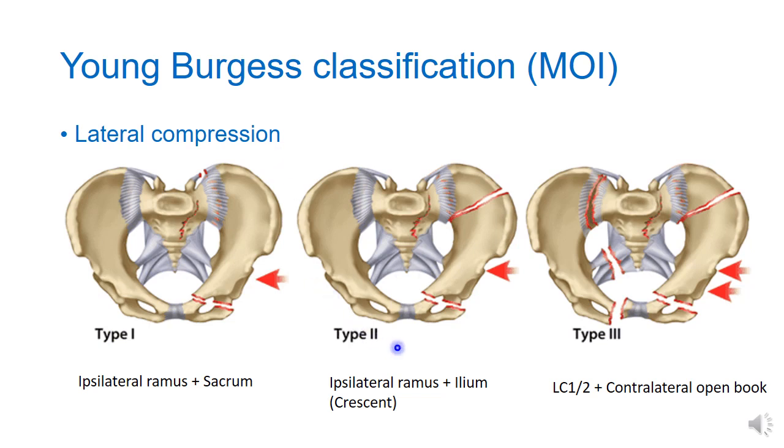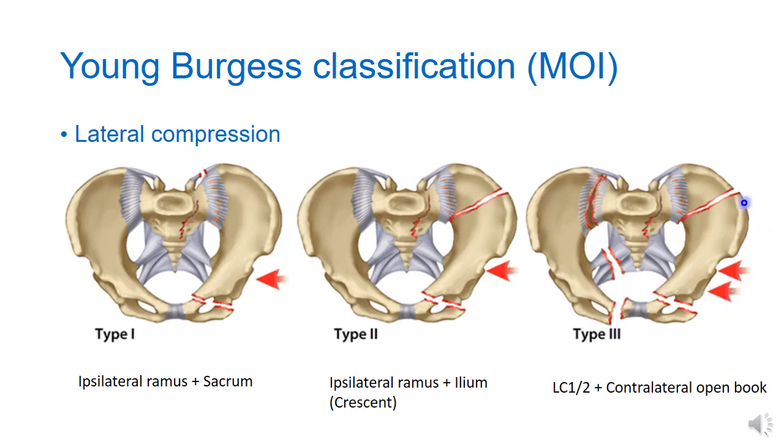Now in lateral compression type 2, you have the same fracture of the rami, but posteriorly you have a different injury. The fracture goes through the ilium. And in type 3, this is called rollover injury. Suppose that the car is coming from here, and the patient had this injury, and then the car continued rolling over. So it is in the same direction of injury.